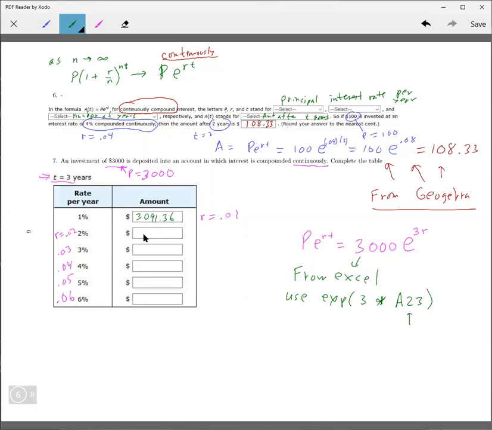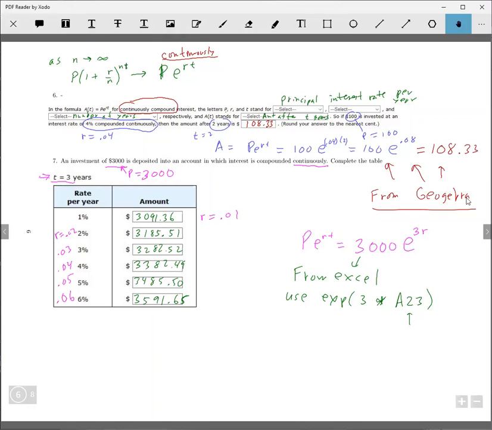3,091.36, 3,185.51. I'm just copying it from the other one. You can put a 0 there or leave it off. Okay. So that's from the Excel right there. Okay, let's move on to the next exercise.